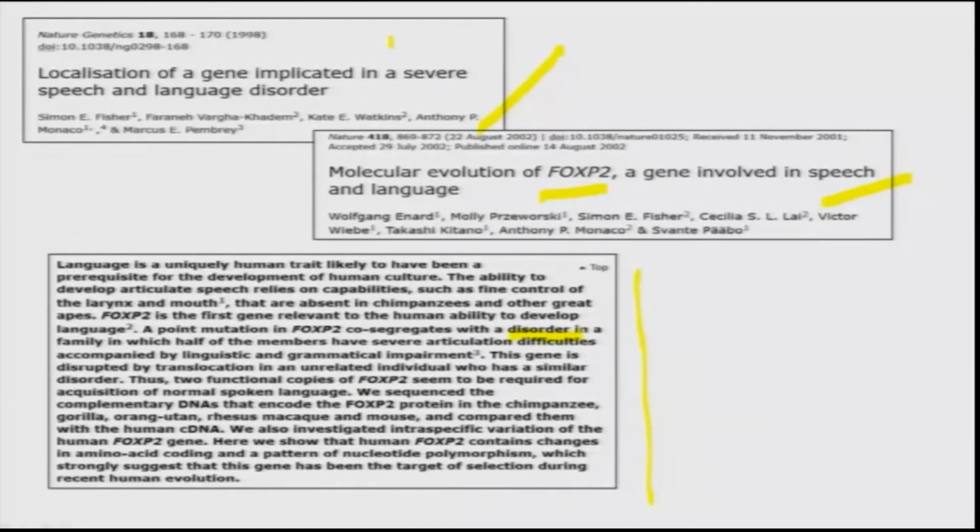What they found is that they also investigated the interspecific variation of the human FOXP2 gene, and what they have shown is that FOXP2 contains changes in amino acid coding and a pattern of nucleotide polymorphism, which strongly suggests that this gene has been the target of selection during recent human evolution. That means the ability that we got to speak is because of this gene, and some changes happened. The changes may not really have been meant for this gift of speaking, but it so happened that they gave us this ability, and this was selected. Now you find it in humans, right.